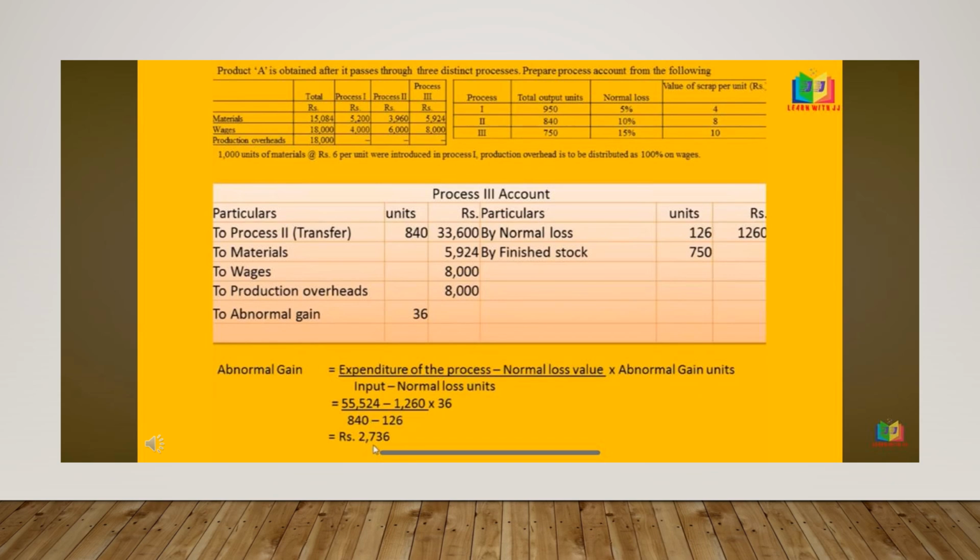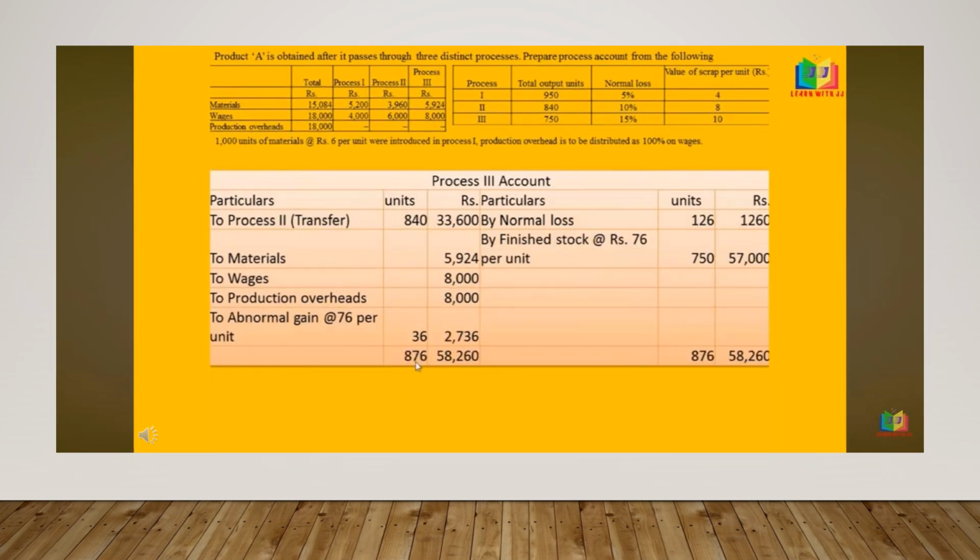55,524 minus 1,260, the whole divided by 840 minus 126 multiplied by 36 is equal to rupees 2,736. Yes, as calculated in the previous slide, to abnormal gain at 76 per unit. So how do we get this 76? It is nothing but 2,736 divided by 36, we get 76, which is the abnormal gain per unit.